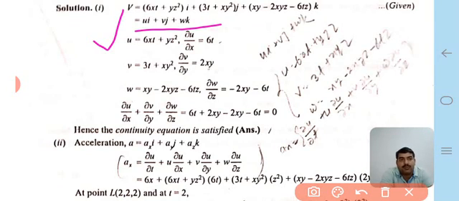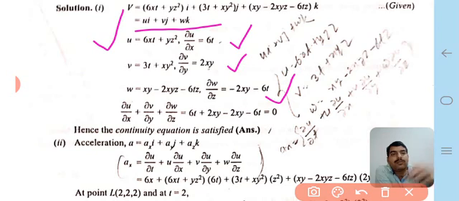velocity components u, v, w with respect to x, y and z, we have del u upon del x is equal to 6t, del v upon del y is equal to 2xy, and del w upon del z is equal to minus 2xy minus 6t.